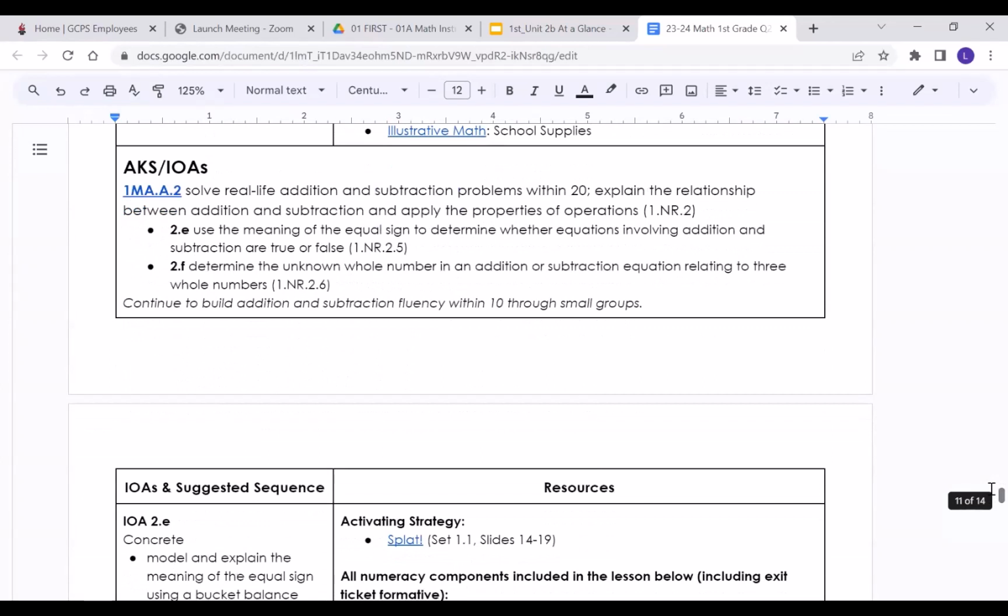As we move into IOA 2E and 2F, we will begin with about 5 days of instruction to continue 2E from Unit 1B to now model and explain the meaning of the equal sign and use that understanding to determine if equations are true or false.